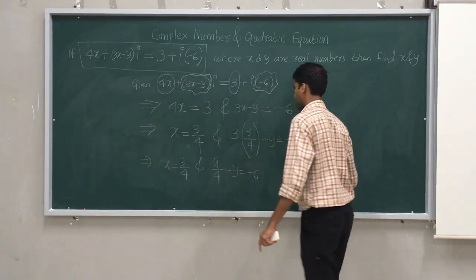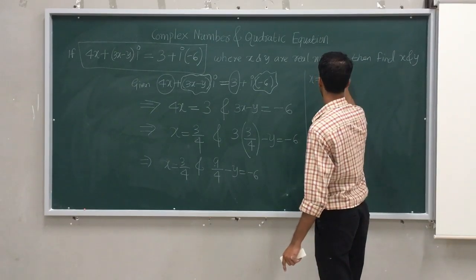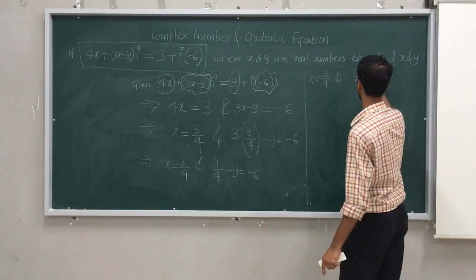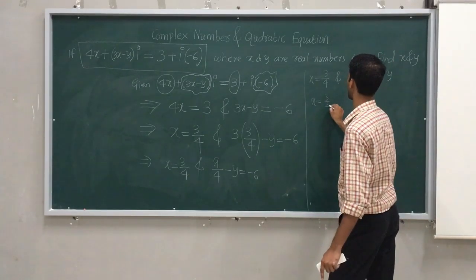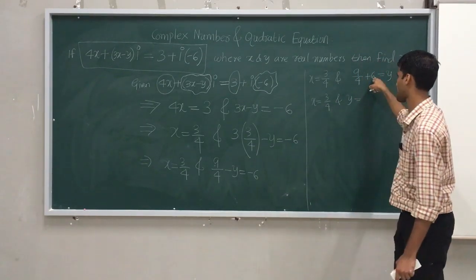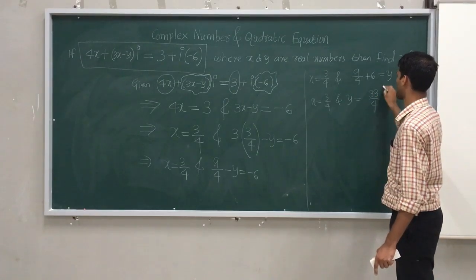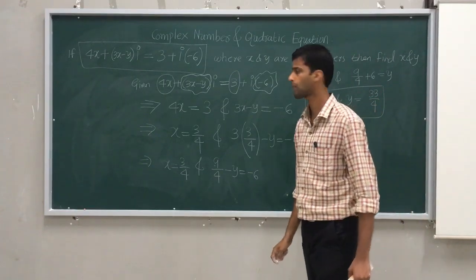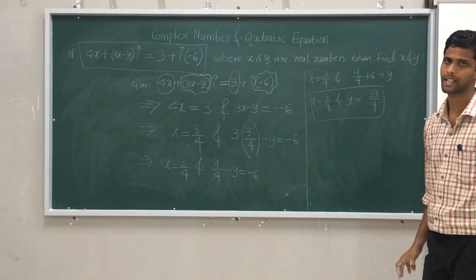Which is, I can say, x equal to 3 by 4, and put this side, that is 9 by 4 plus 6 equal to y. So x equal to 3 by 4 and y equal to, 4 6s are 24, 24 plus 9 is 33, 33 by 4. Therefore, the required unknowns x and y are 3 by 4 and 33 by 4 respectively.